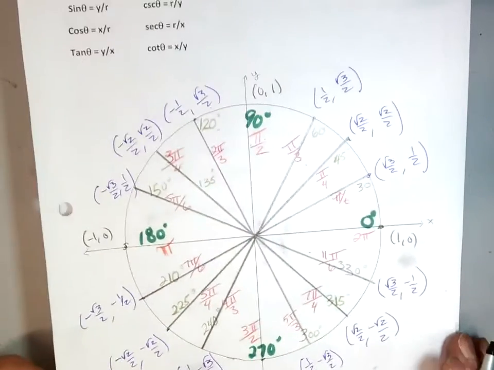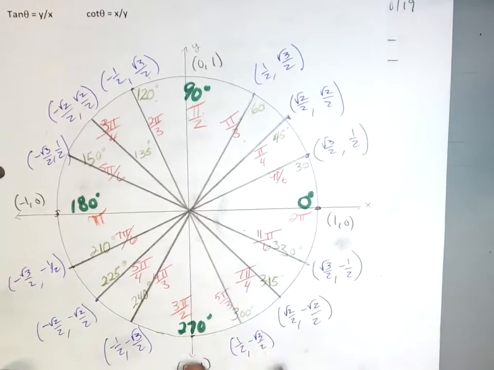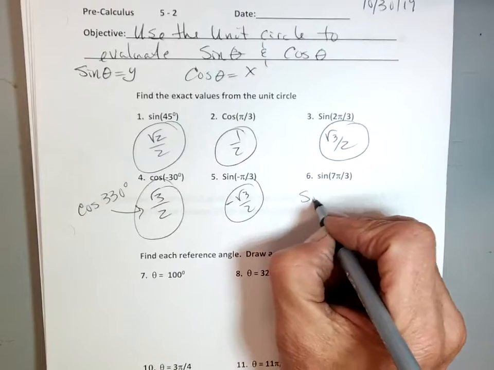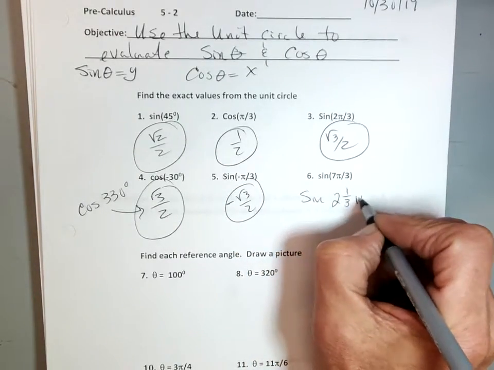Sine of 7 pi thirds. Now, before I do this, 7 pi thirds is not on my circle. I got 5 pi thirds, but 7 pi thirds is the same thing as 2 and 1/3 pi. Let me just write that down, okay?